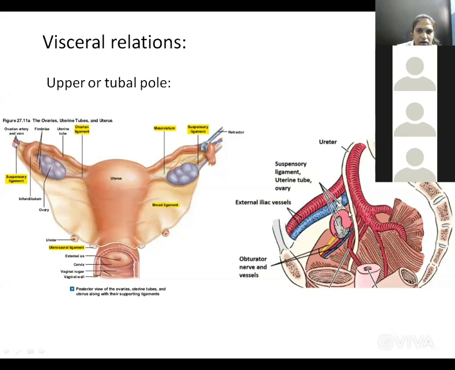Now here, see here, this is the ovary. This is the uterine tube, and this one is the suspensory ligament extending up to the external iliac vessels. Okay. So the visceral relations of the upper or tubal pole are the uterine tube and the suspensory ligament.